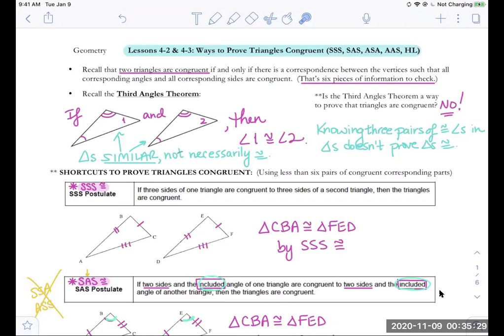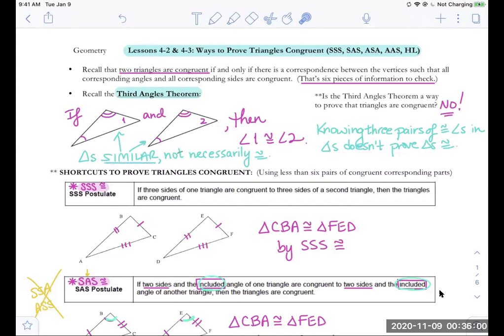And then secondly, recall the third angles theorem. The third angles theorem says that if you have 2 triangles and there are 2 pairs of congruent angles between the 2 triangles, so there's one pair that's congruent and here's a second pair of angles that are congruent, then you can conclude that the third pair of angles must be congruent. Now, that does not make the triangles congruent. What it does make them is similar.